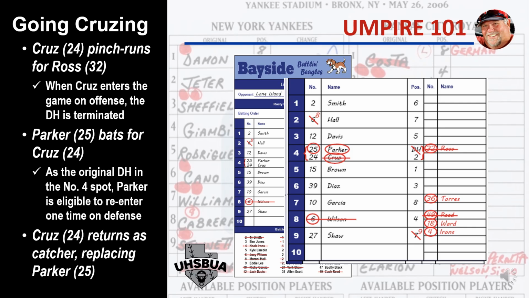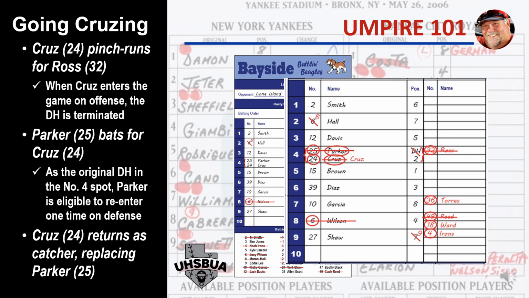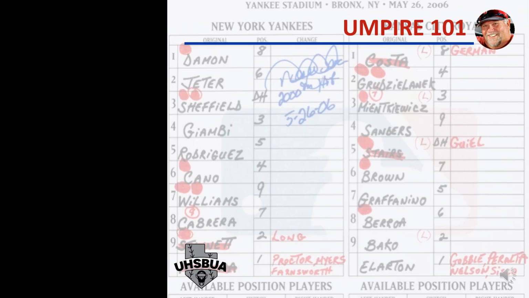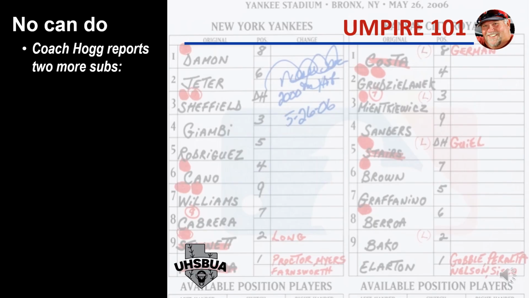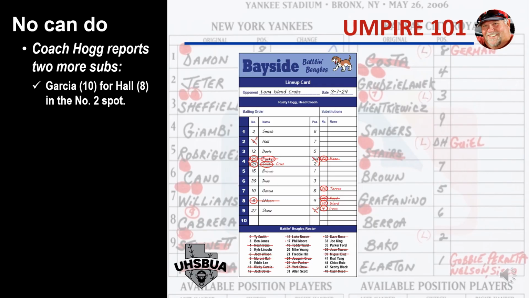When the Beagles return to the field on defense, Coach Hogg elects to bring number 24, Cruz, back to the field as the catcher. Can he do that? Yes. Cruz was a starting player who never left the game until he was replaced by Parker. So we circle Cruz's uniform number on the lineup card and enter his name back in the batting order in the number 4 spot. Then we cross out Parker's name and uniform number, as he is no longer eligible to re-enter the game.